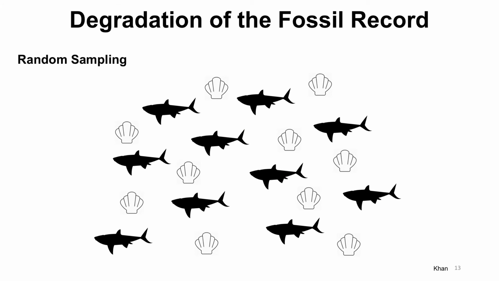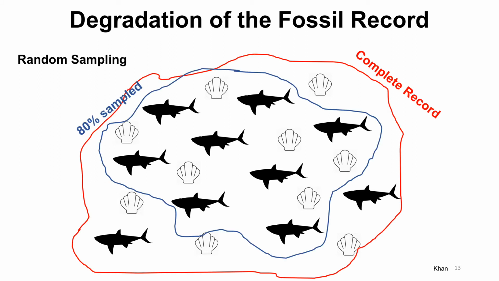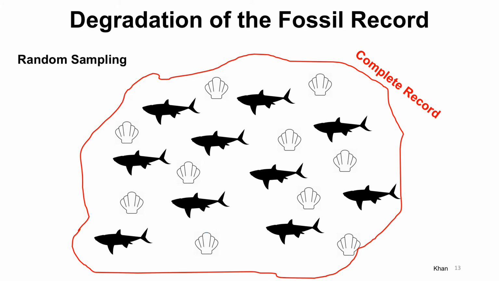When we randomly sample our data, we collect big and small taxa evenly. The complete record is marked in red. When we collect 80% of our fossils, our recovered dataset becomes smaller. We progressively degrade the record, but the samples are all random and not biased by size. This process is repeated for all three of our extinction scenarios.